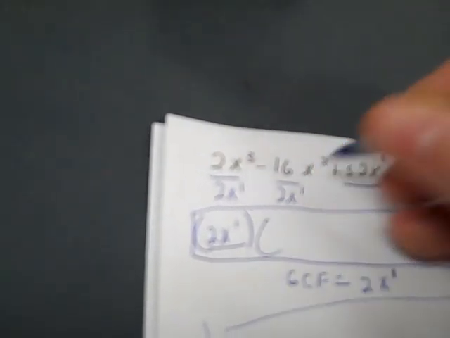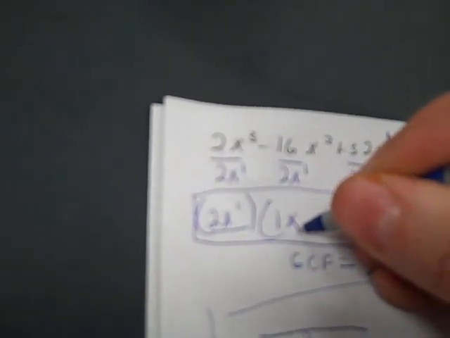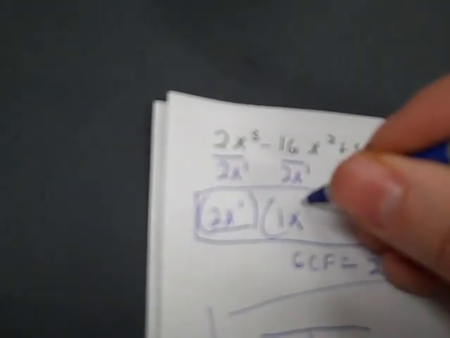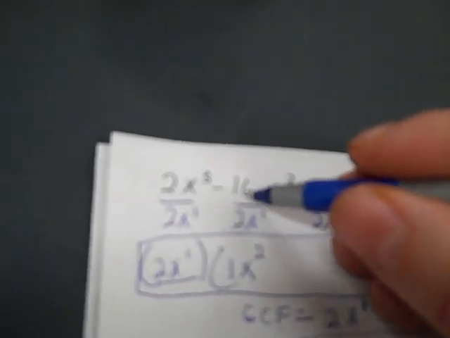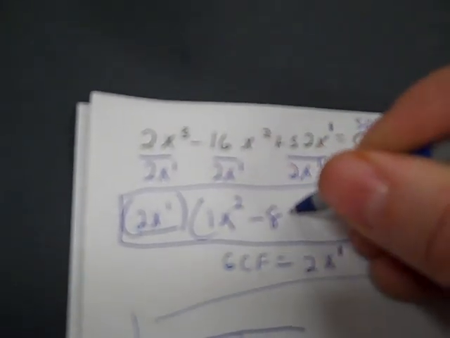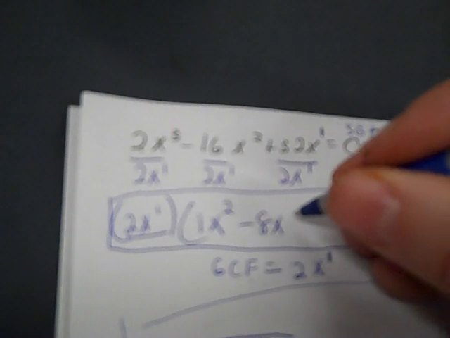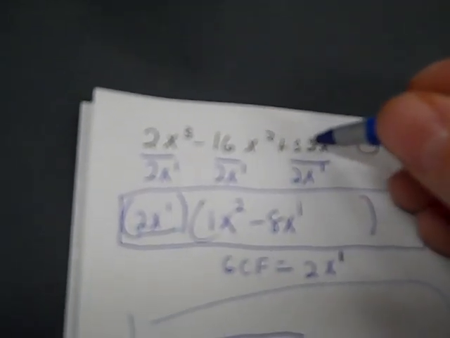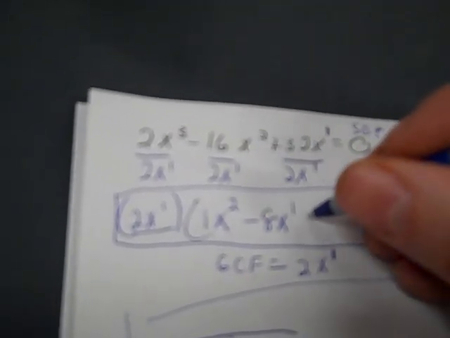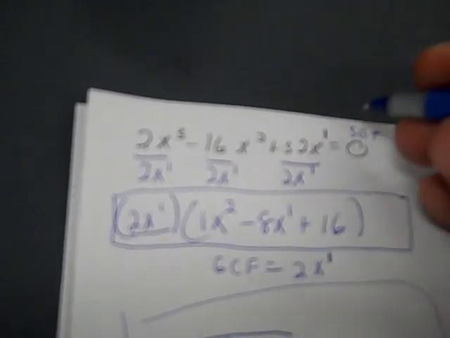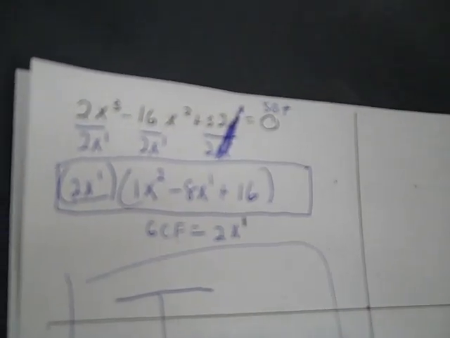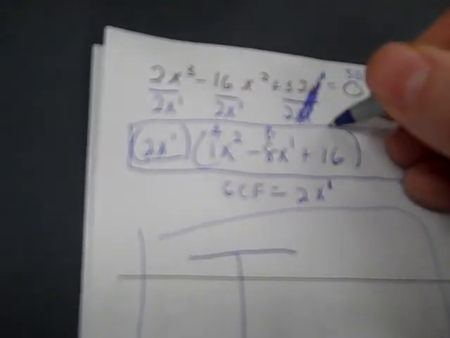And then I go up and divide by 2x to the first. And 2 divided by 2 is 1. Then on the x, I take 3 minus 1, which is 2. And then negative 16 divided by 2 is negative 8, so minus 8. And on x, I take 2 minus 1, which is 1. And then positive 32 divided by 2 is positive 16, so plus 16. And you can cross out those x's. So when I do my ABC, it's here, here, and here.